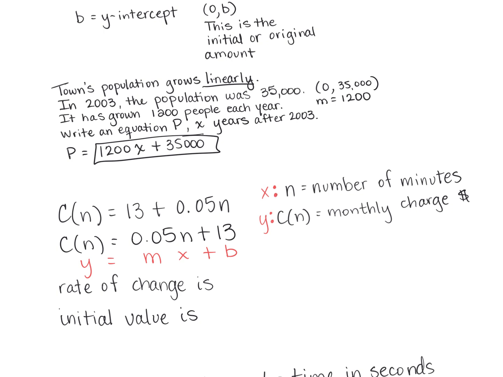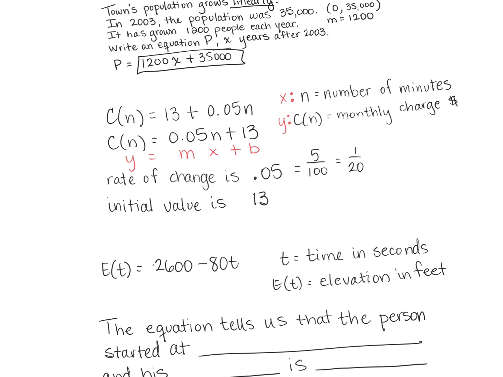So the rate of change is going to be 0.05 because that's my slope, and it may want that as a fraction, so that would be 5 over 100 or 1 over 20. I'm not sure if it wants decimals or fractions. I didn't write that part down. And then the initial value would be, of course, 13. Now, what that means is that I'm paying $13 even if I don't talk any minutes. And then I pay 5 cents for every minute that I do talk.